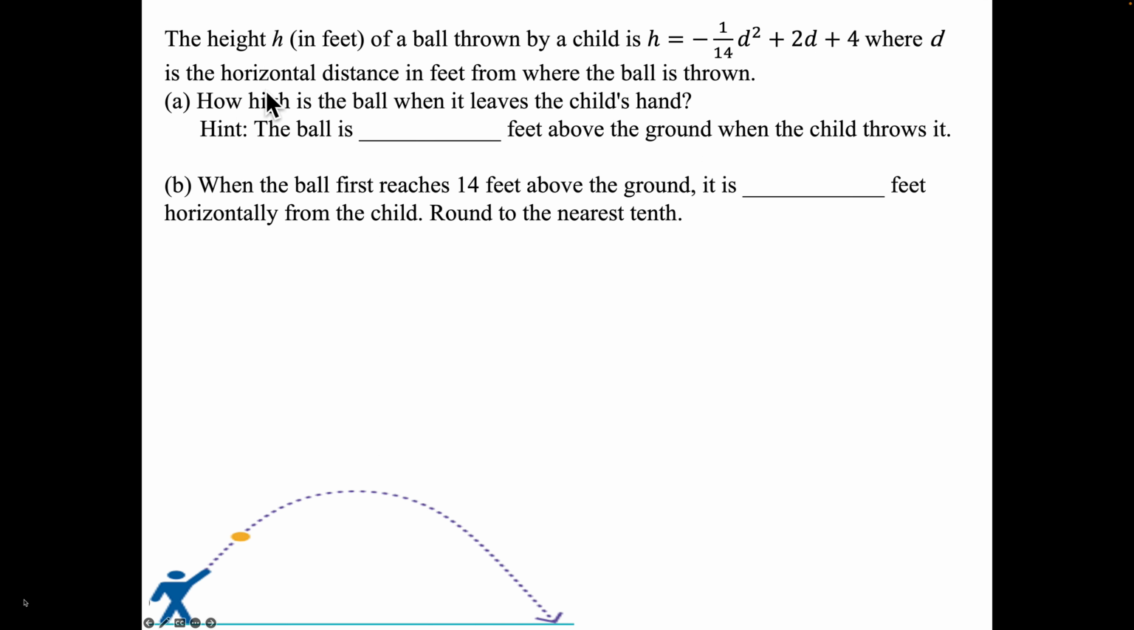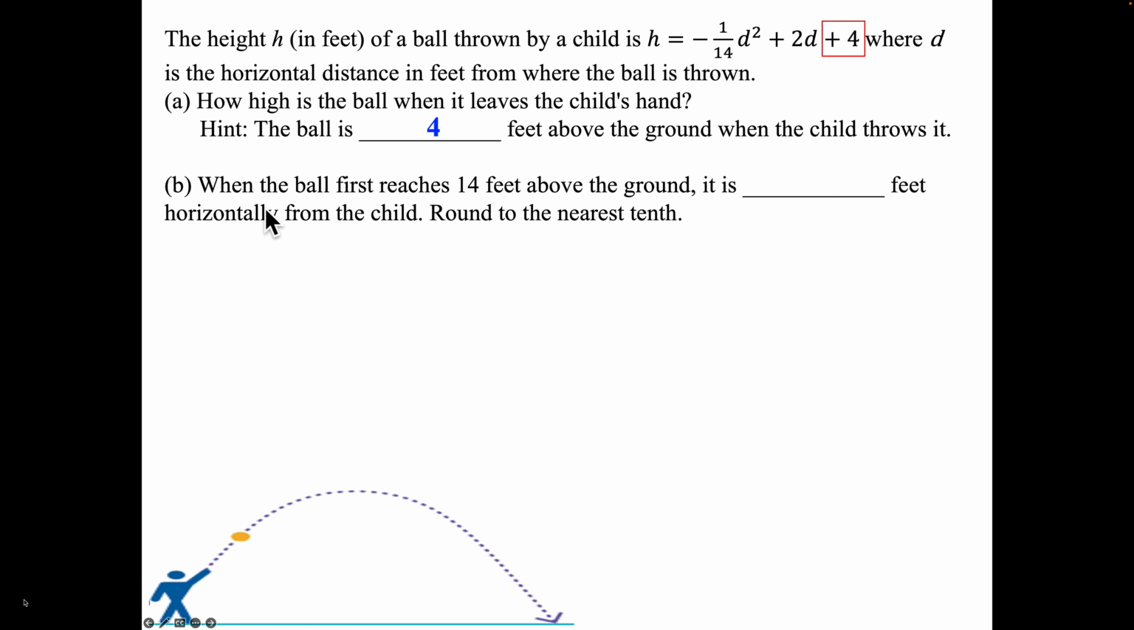Now, the first question says, how high is the ball when it leaves the child's hand? So that means your d is a distance of 0. So if we put 0 in both d's, all you're left with is the positive 4. So that's 4 feet off the ground right here when it leaves his hand.